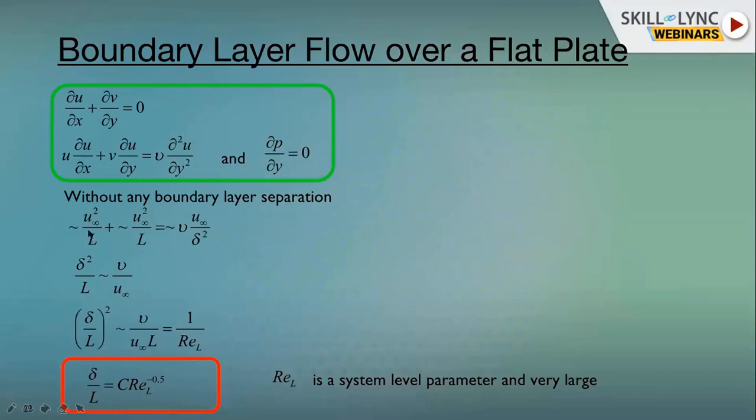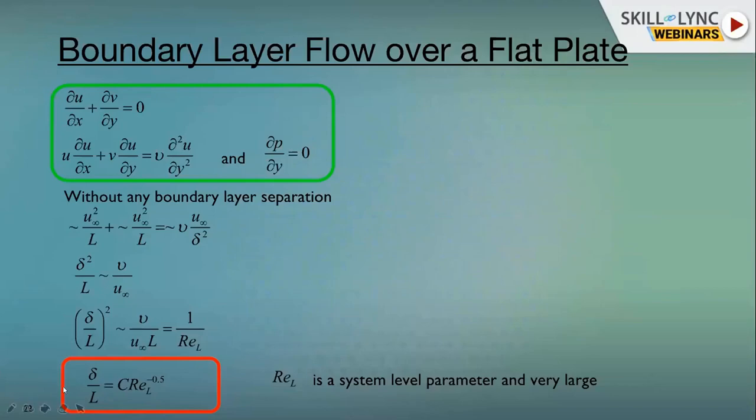Here someone may question that u infinity square by L plus u infinity square by L may be 2 u infinity square by L. But we are not interested in the addition; rather we are interested in whether the order of magnitude of both terms is the same or not. So delta square by L is nu by u infinity, after solving this equation algebraically. What is our finding from this? We found the thickness delta of the boundary layer at a length L. After simplifying, that is some proportionality constant C times Reynolds number to the power minus 0.5.